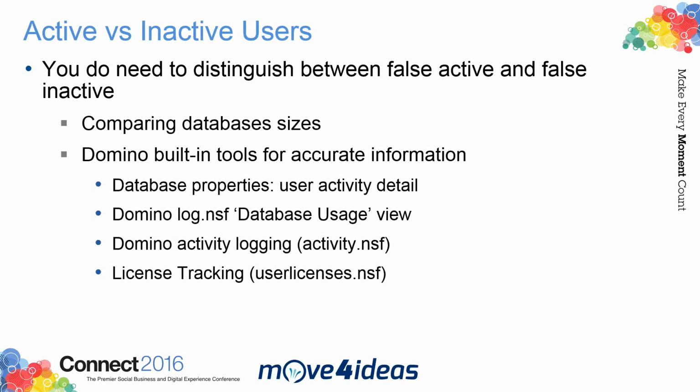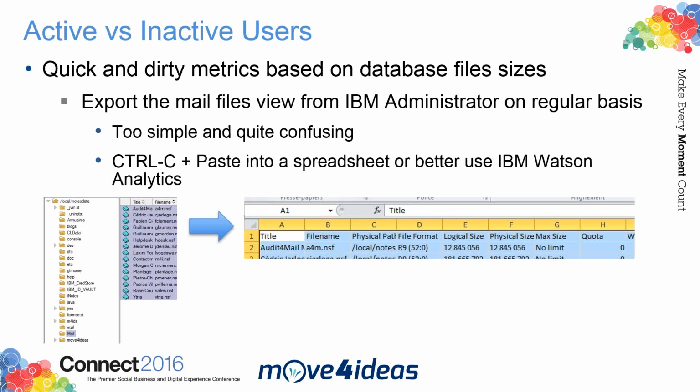Third possibility should be Domino activity logging. So you will use the activity.nsf file. And last but not least, the license tracking, user licenses. This way you will be able to find by protocol or by user also. So if we take a look at all this information inside Notes, you do have a quick and dirty metric.